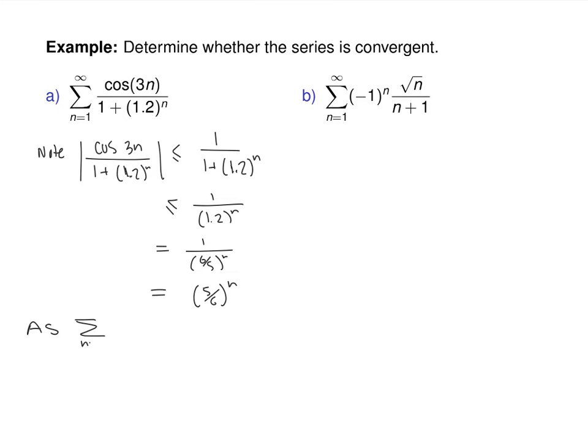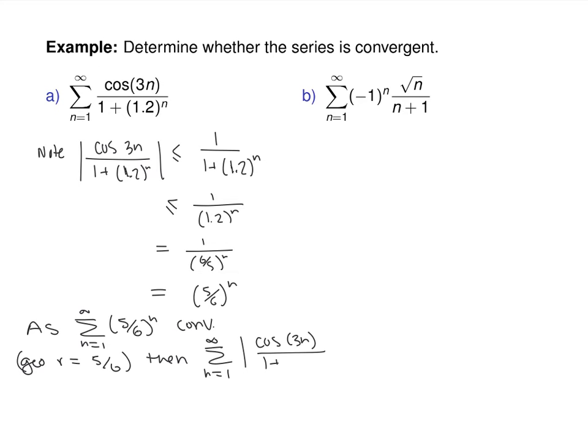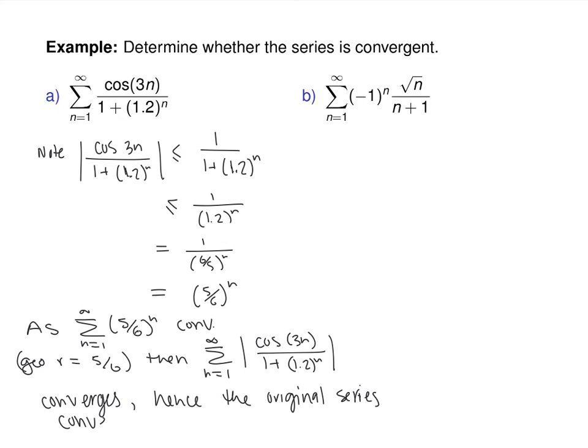And as the sum from n equals 1 to infinity of 5/6 to the n converges, remember this is a geometric series with r equal to 5/6, then the sum from n equals 1 to infinity of the absolute values converges. And so hence the original series converges absolutely.